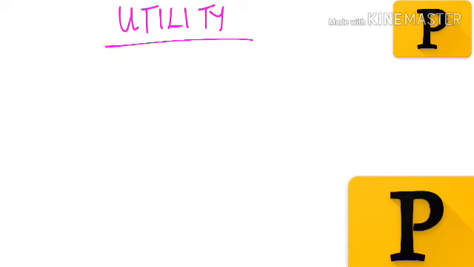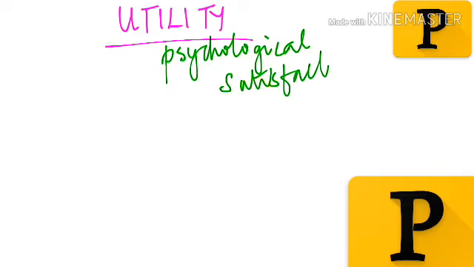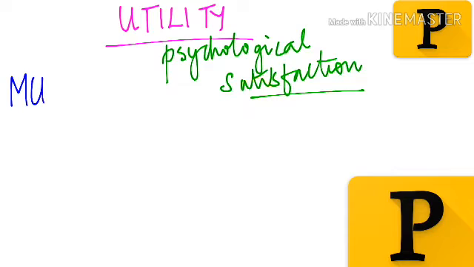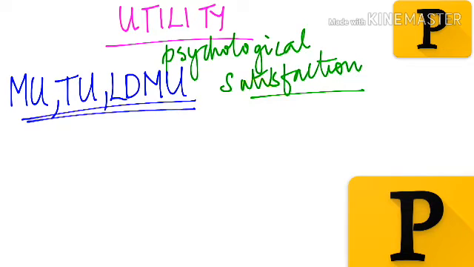Now let us see another important concept, that is utility. Utility refers to the psychological satisfaction that you derive from consuming a particular commodity. It is the want satisfying power of a commodity. And in utility, let us see three important concepts, that is marginal utility, total utility and the law of diminishing marginal utility. Let us see one by one.